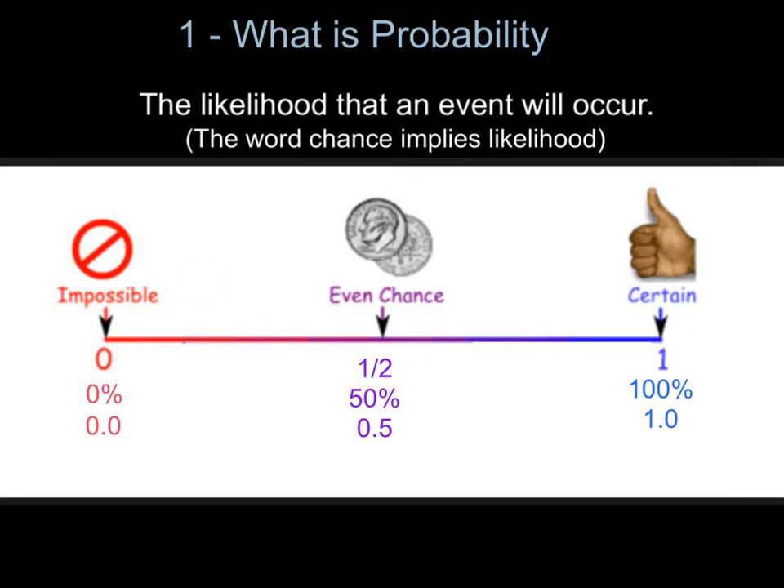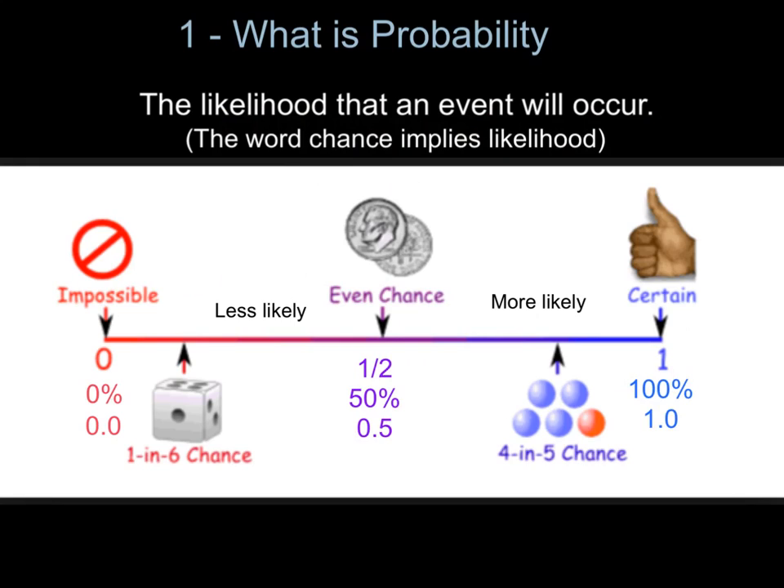Anything between impossible and an even chance is less likely to occur, and anything between even chance and certainty is more likely to occur. A quick example of that is a 1 in 6 chance of scoring a 4 on a die, or a 4 out of 5 chance of getting a blue ball versus a red ball. Please make sure that you pause the video and write down all of these different scales into your math notebook. Got it all down? Great, then let's go on.